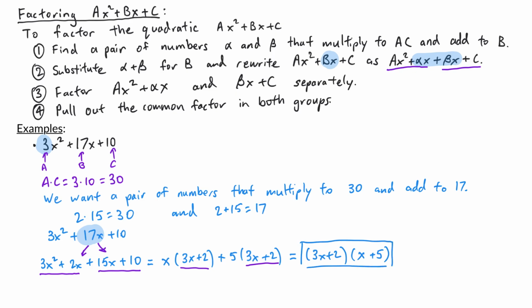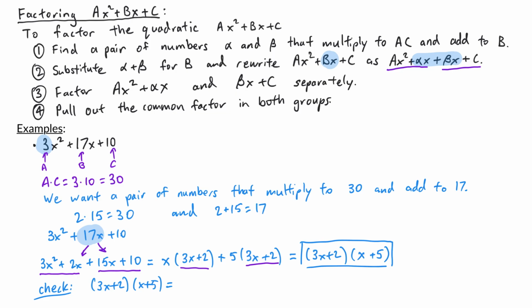Again, to check that this is the correct factorization, we can take the product (3x plus 2) and (x plus 5) and multiply this out. The result that we should get at the end is our original quadratic. So let's multiply this out using the FOIL method.